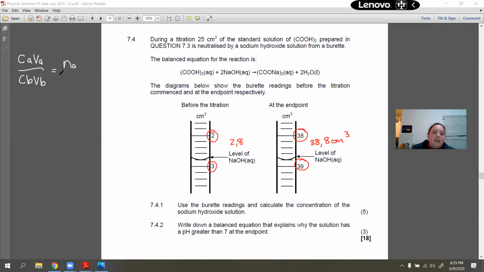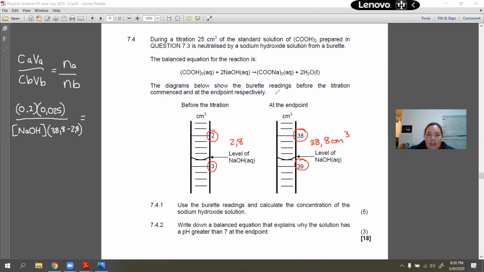is equal to Na over Nb. Okay. If I look at this, the concentration of the acid we were given before as being 0.2. We know that because it was our standard solution. We were also told that we use 25 centimeters cubed of it. So I'm going to make this 0.025 because I'm putting it in as decimeters cubed. If you put it in centimeters cubed, you still get the same answer. We are looking for the concentration of sodium hydroxide. I hope you all remember that square brackets is the symbol for concentration. And the volume of base we've just worked out here as being 38.8 minus 2.8.